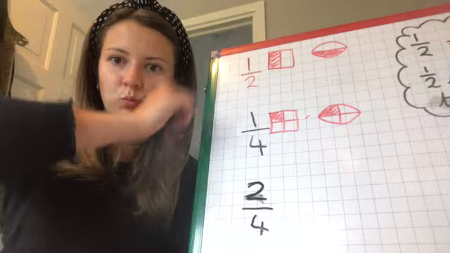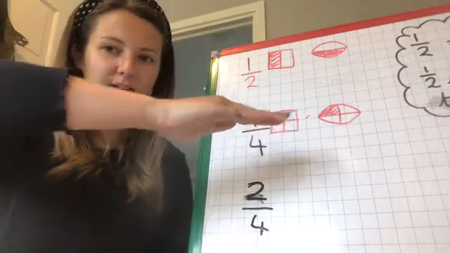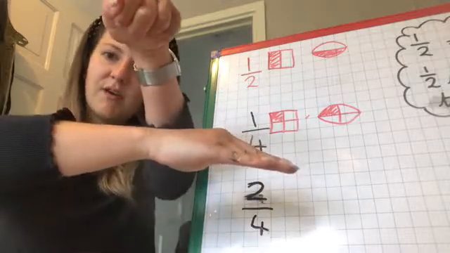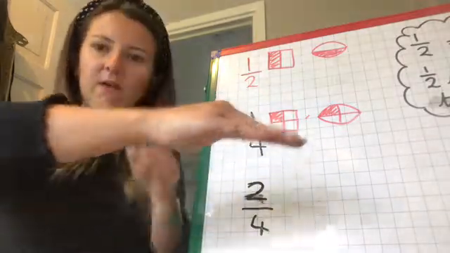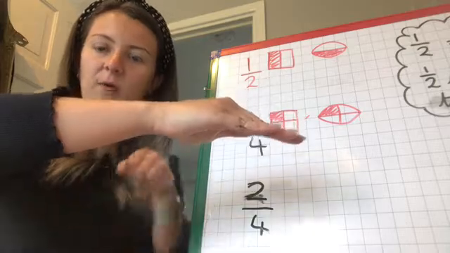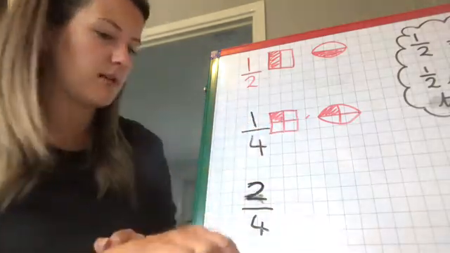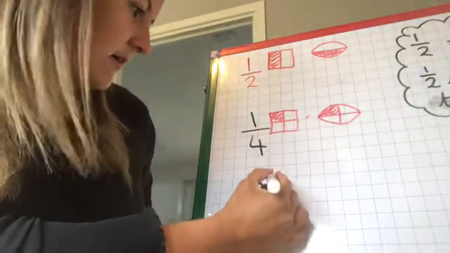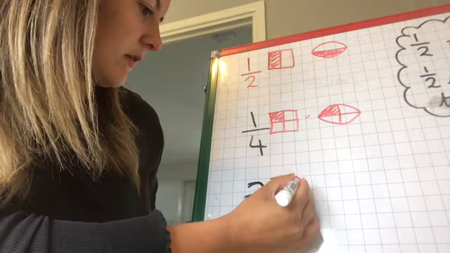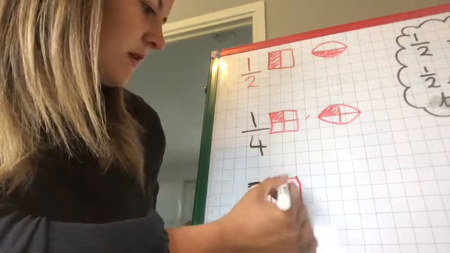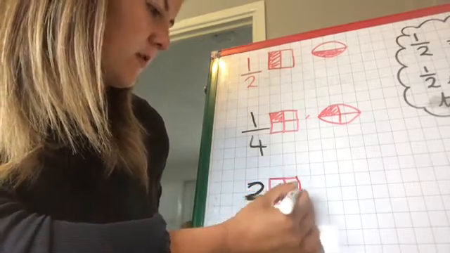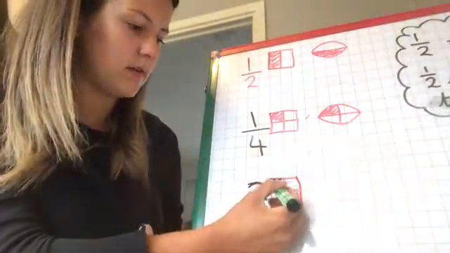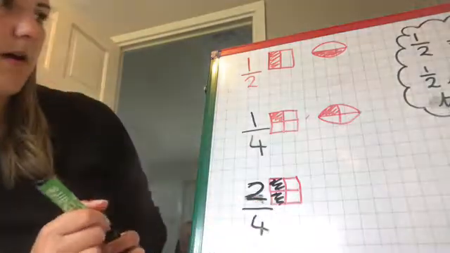Fraction arms out. Starting at the bottom of our denominator. 4 equal parts make my whole, and I have 2 of those equal parts. Together. 4 equal parts make my whole, and I have 2 of those equal parts. So let's do the same shapes. 4 equal parts make my whole, and I have 2 of those equal parts.